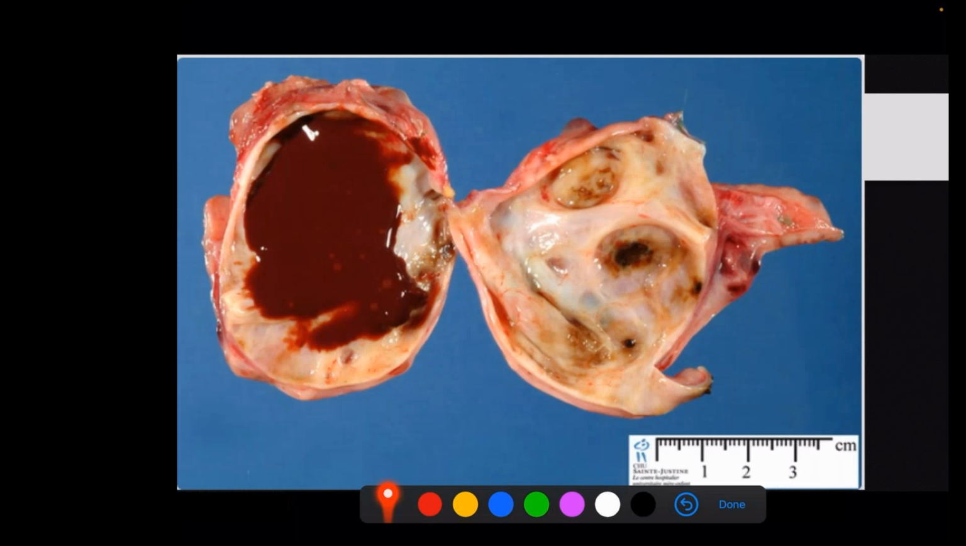This is the picture of a section of endometrioma. At the center, you can see the chocolate-type syrup, so it is called chocolate cyst. Here the surface is not smooth. Here invagination is also seen again.